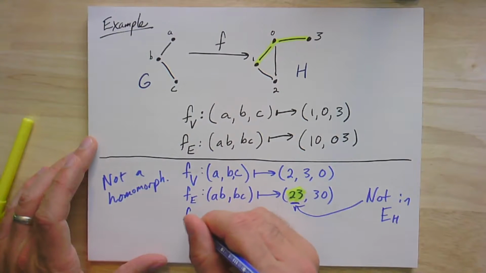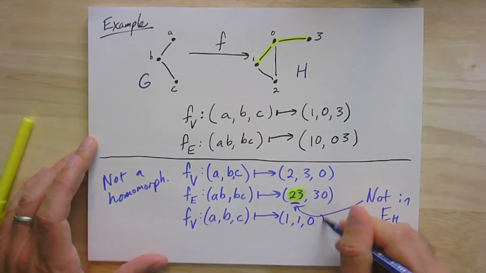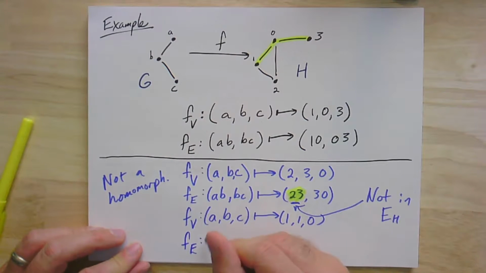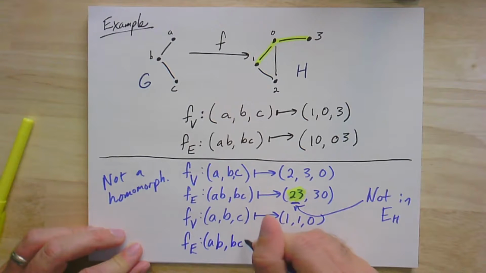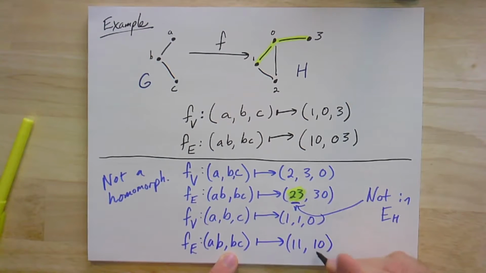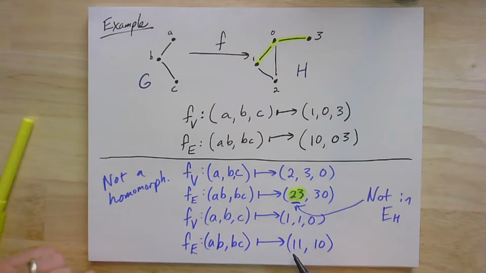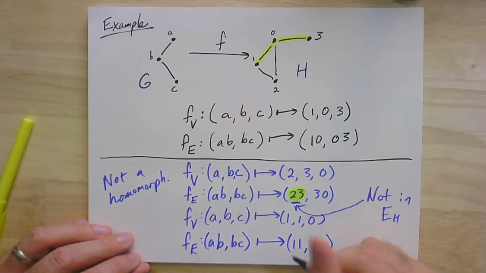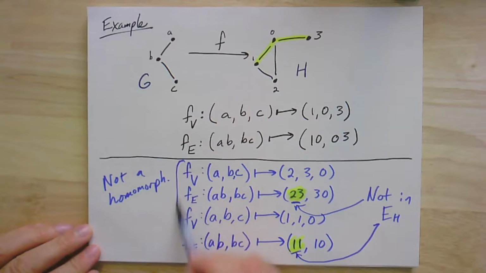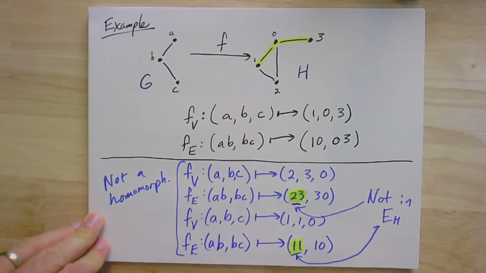Now, you might fail in other ways. Let me try this one. What if I mapped A, B, C to 1, 1, 0? Again, this is a valid function from the vertex set of G to the vertex set of H. If I look at what happens to the edges, AB will map to 1, 1. BC will map to 1, 0. Now, 1, 0 is an edge in H. But 1, 1, this is the set {1, 1}, which is really just a set with one element. There are no edges with only one element. This is not in EH. And so again, neither of these would be valid homomorphisms. Even though they are functions on the vertex set, they don't have this property that the function on the edges is induced by the function on the vertices.